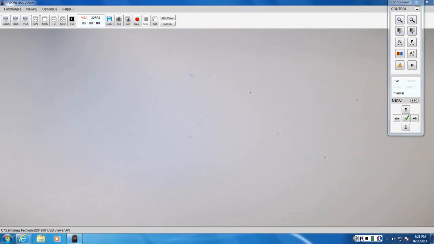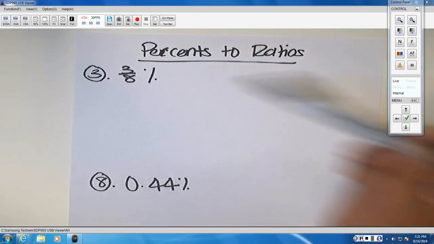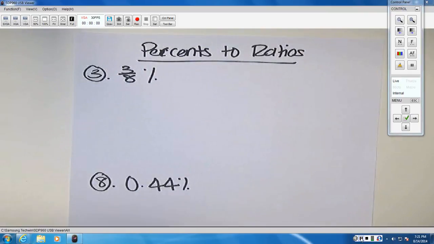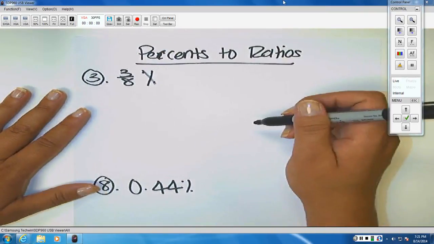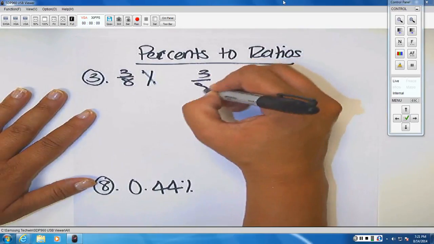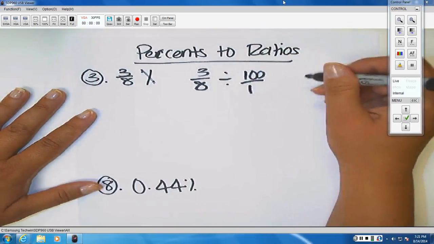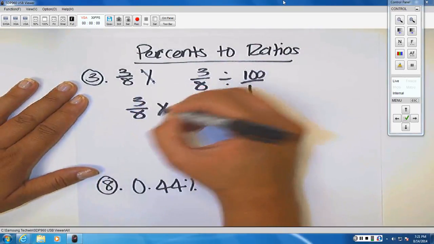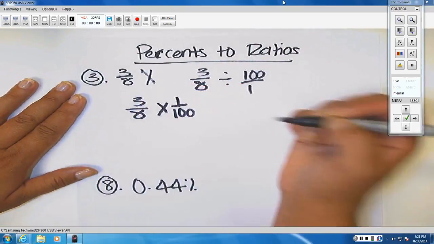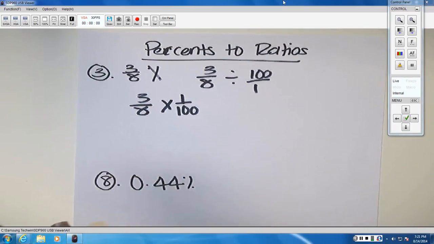Okay, let's do another one. So this is number 3 on your worksheet, 3/8%. Again, we're going to get rid of that percentage sign, and it's basically going to be 3/8 divided by 100. And instead of doing that, we're actually going to end up with 3/8 times 1/100. I don't believe just by looking at this that I can reduce this fraction. I think they're both reduced. There's nothing to cancel out here.